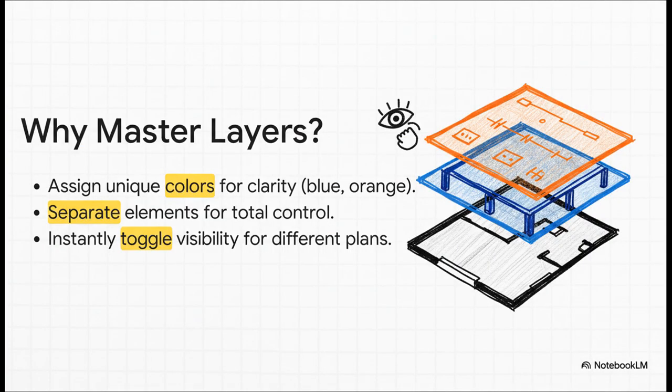Now let's talk about layer management, because this is a huge deal. The best way to think about it is like having stacks of digital tracing paper. You assign unique colors for everything, say blue for the structure, orange for electrical. You put every single element on its own layer. By doing this, you get absolute control. Want to see just the plumbing layout? Boom, one click. Need to hide all the furniture to show a client the empty space? Done. This is the non-negotiable bedrock of any complex project.